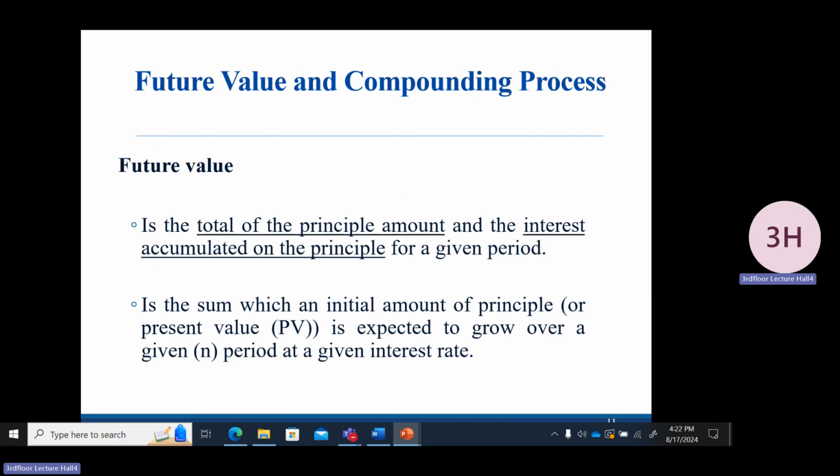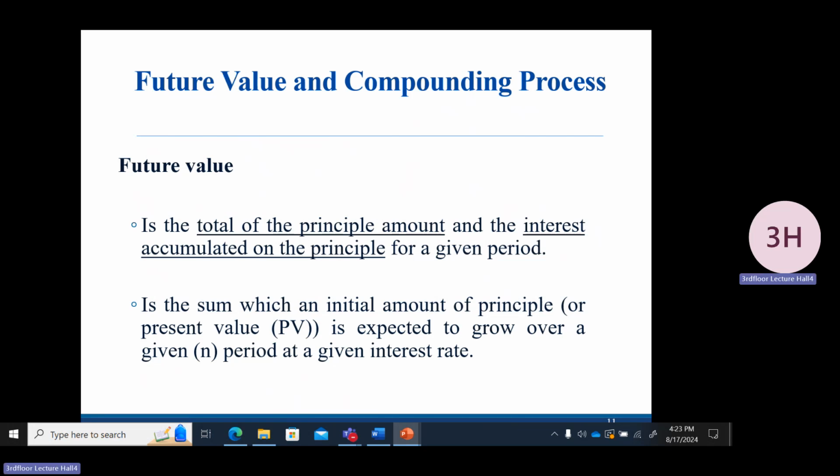In the time value of money lesson, we have 4 time value tables. In your banks, are you using the time value tables? Yes, there are 4 tables. I will explain them. This is the future value. Now look at the definition.